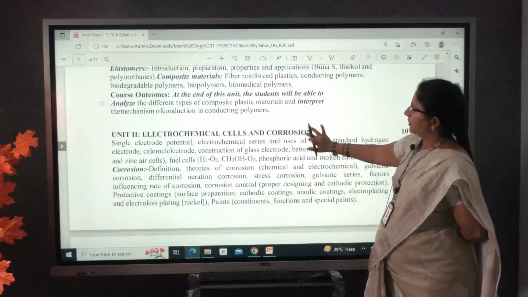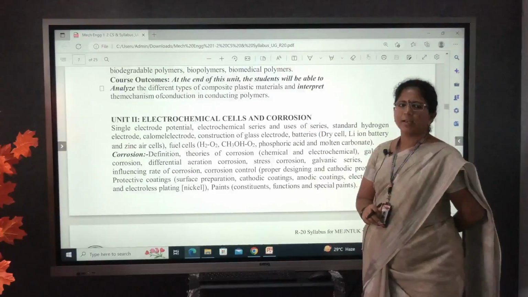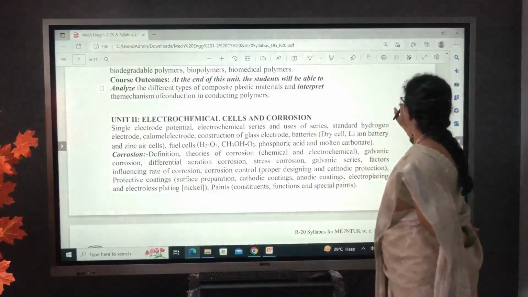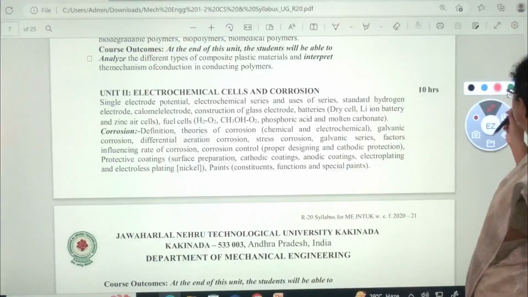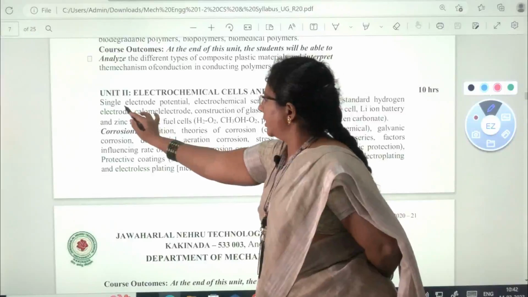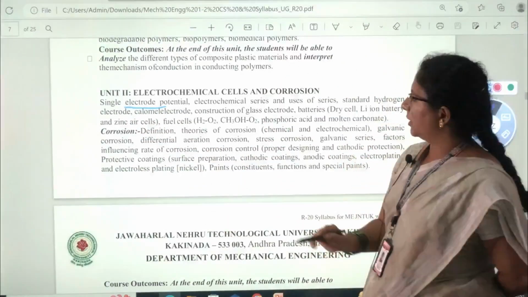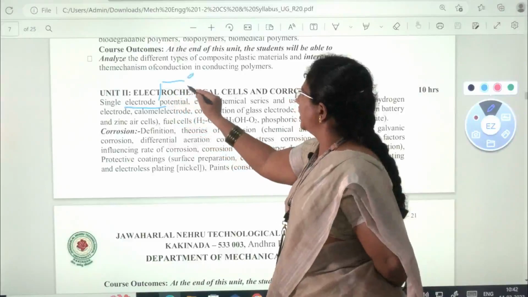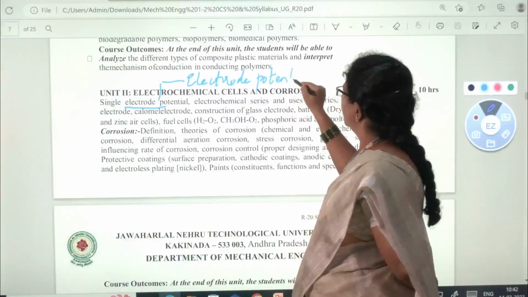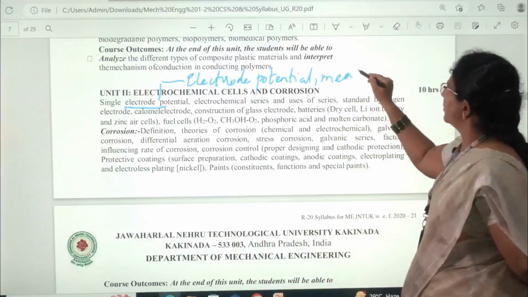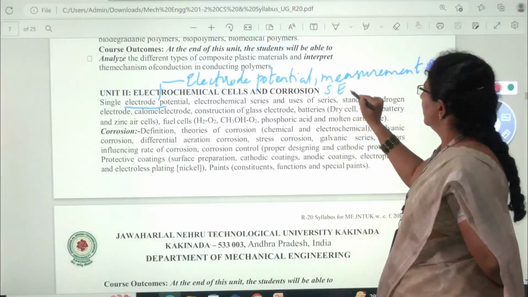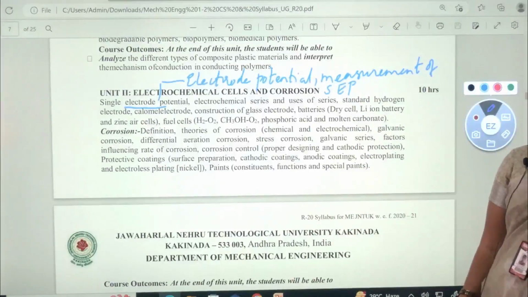Coming to the second unit. Second unit is electrochemical cells and corrosion. So in electrochemical cells, we will be discussing about single electrode potential. So here first we will discuss what is meant by electrode potential. And we will discuss measurement of single electrode potential.